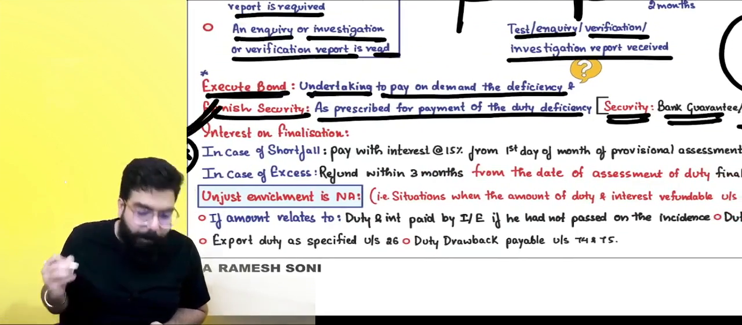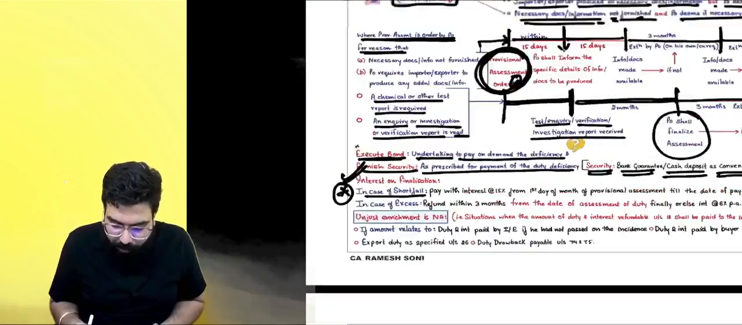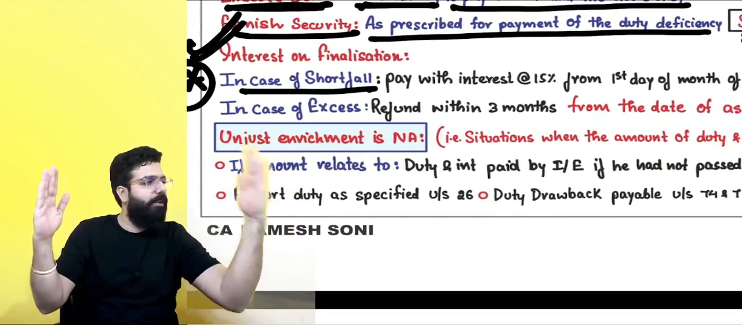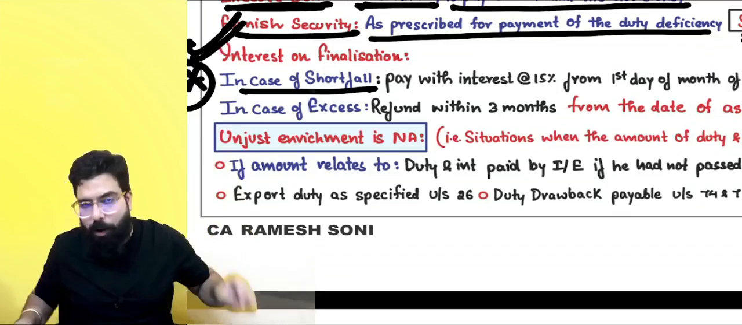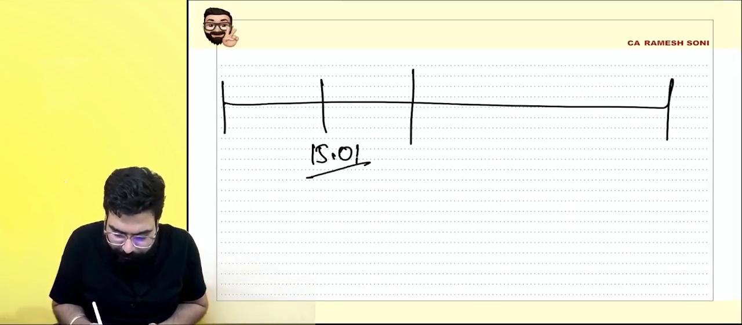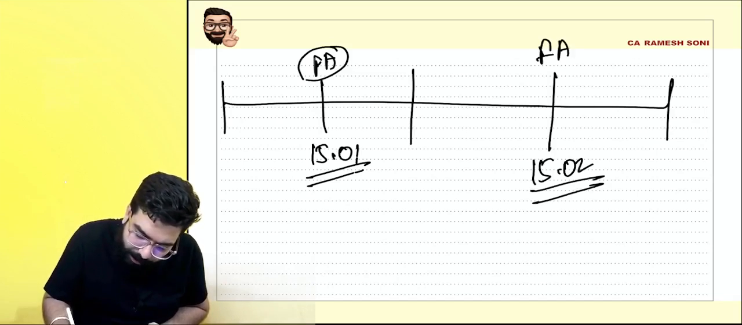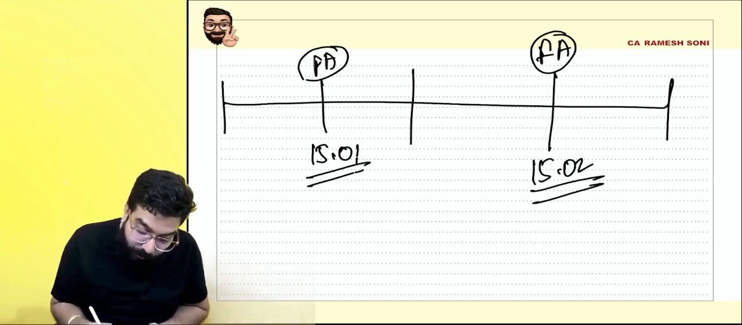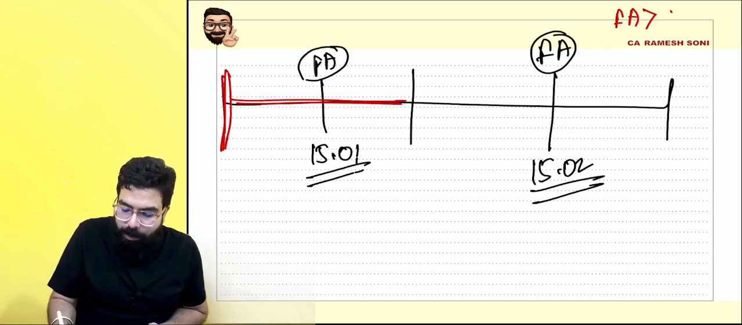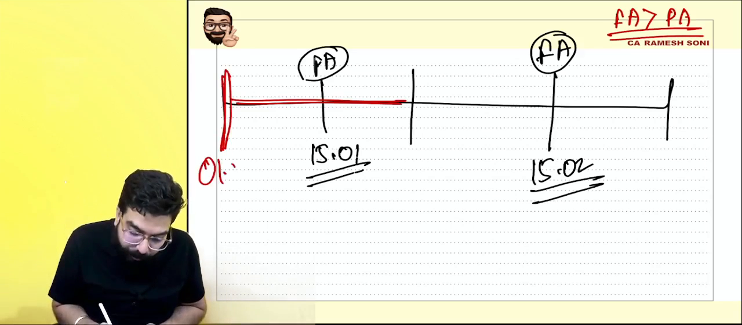Now, this is something which is very important. Always remember one thing, interest on finalization. In case of shortfall, whenever the provisional duty is finalized, means the provisional assessment order and then the final assessment order came, and you have to pay any extra amount. For example, on the 15th of January, the provisional assessment order was passed, and on the 15th of February they passed the final assessment order. Always remember, if final assessment is greater than provisional assessment, you will have to pay along with interest at the rate of 15% from the 1st of January.